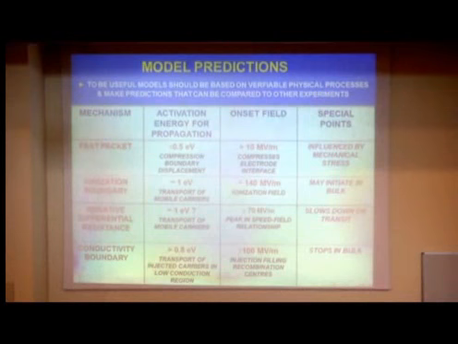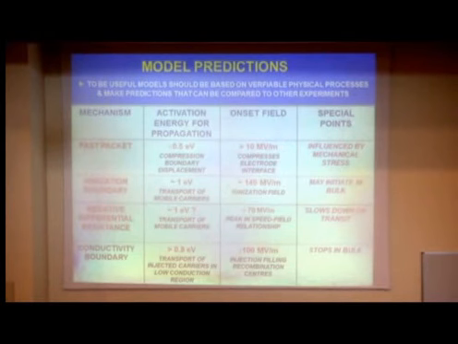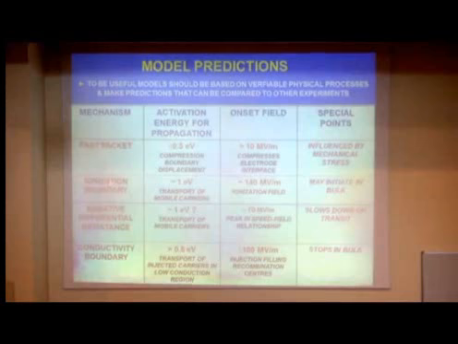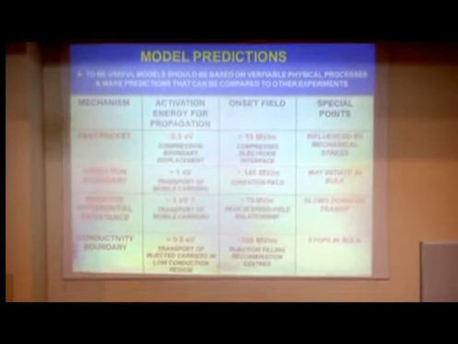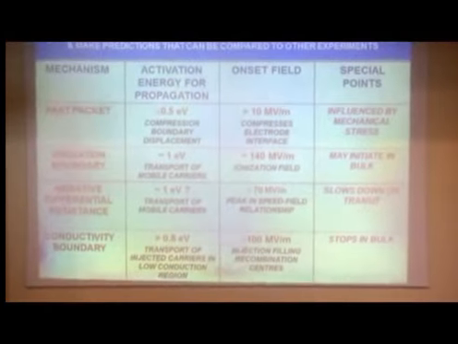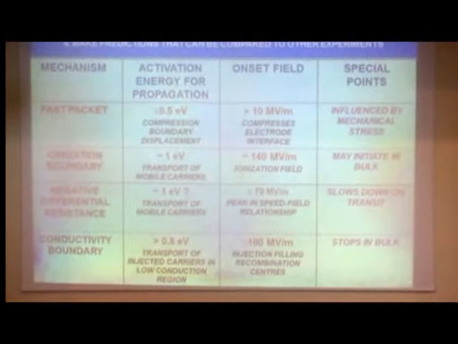With the fast packets, I think this is agreed by all that it's a different phenomena. The activation energy is small, the onset field is small, and it's influenced by mechanical stress. You'll hear more about that tomorrow. But the three other models, or three I've shown here: ionization boundary, negative differential resistance, and a conductivity discontinuity.